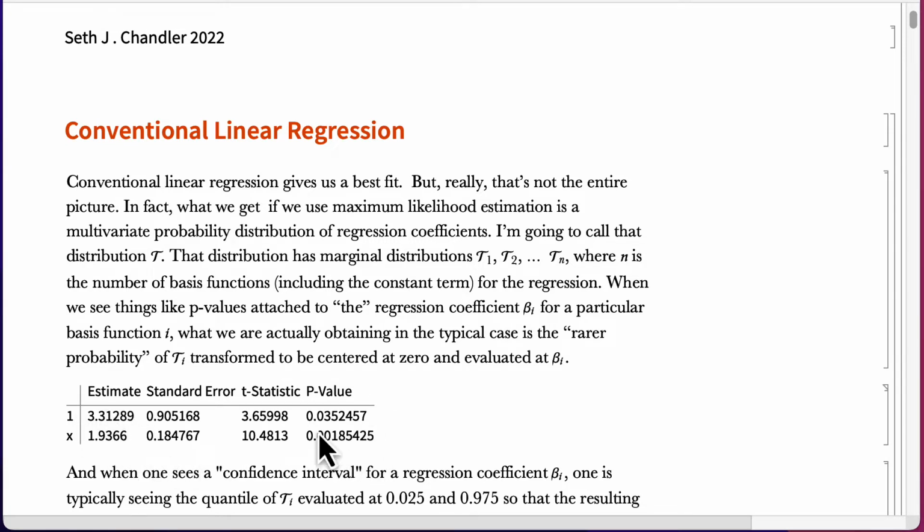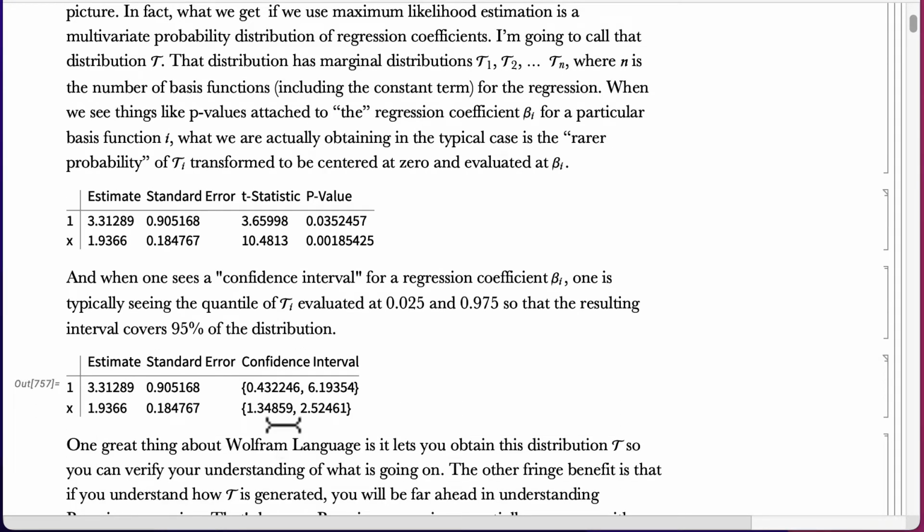Okay? Or when you see this number, this 0.0018, what you're really seeing is the second marginal distribution of that multivariate regression coefficient distribution script T, translated to be centered at 0, 0, and then evaluated at, in this instance, 1.9. And similarly, when you see a confidence interval for a regression coefficient, what you're really seeing, again, is, let's go back to that multivariate distribution. Let's take the marginals, and then let's get the 0.025 and 0.975 quantiles of those marginals, and that's going to give you the confidence interval, at least if you want a 95% confidence interval.